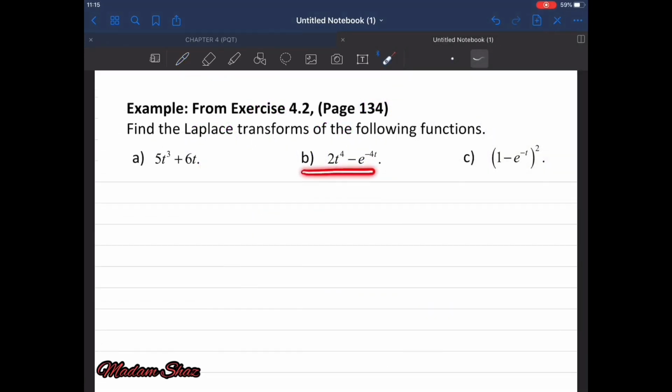For the next example, find the Laplace transform for 2t^4 minus e^(-4t).